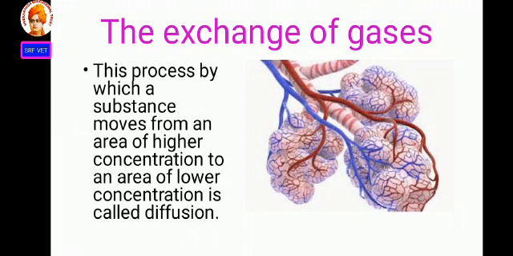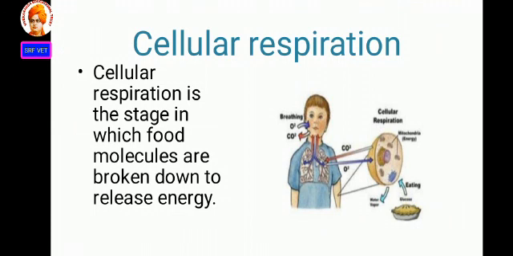The next one, cellular respiration. Cellular respiration is the stage in which food molecules are broken down to release energy. This step involves chemical reactions that take place in every cell in the body, with the help of chemical substances called enzymes. Okay, this is cellular respiration.